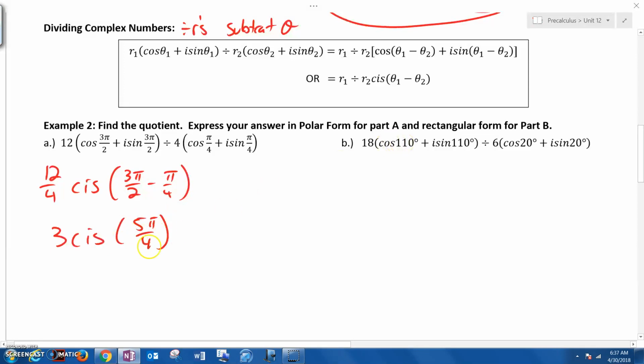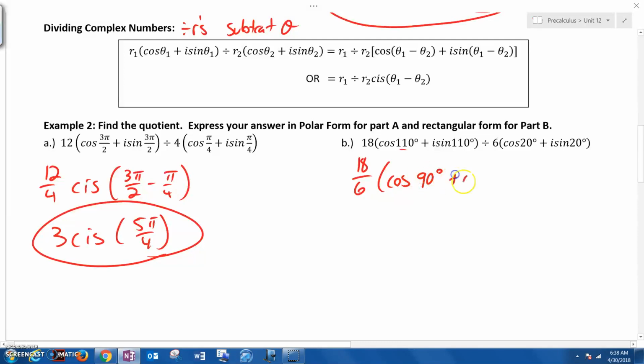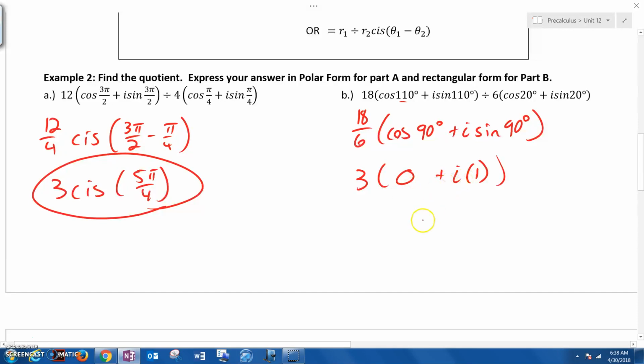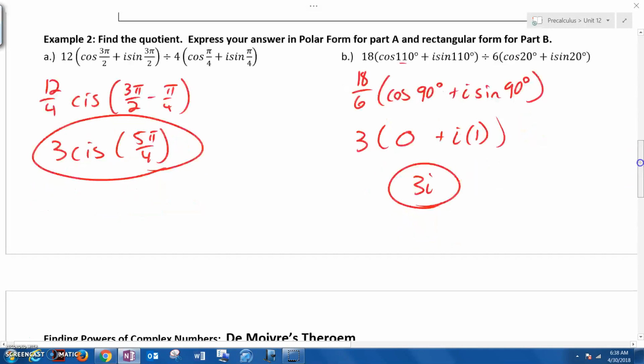Since in part A we want to leave it in polar, we will leave it in polar form. Over here we're going to turn it to rectangular. So we get 18 over 6, cosine of 110 minus 20 is 90 degrees plus i sine of 90 degrees. So we get 3 times the cosine of 90, which is 0, plus i times 1, because the sine of 90 is 1. So then we just get 3i, my answer for that in rectangular. So again, to go to rectangular is like solving it and getting it into a plus bi form. Keeping it in polar is keeping it in cis form.